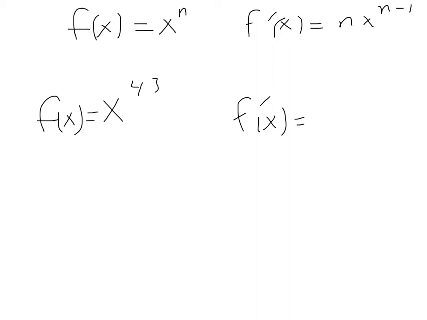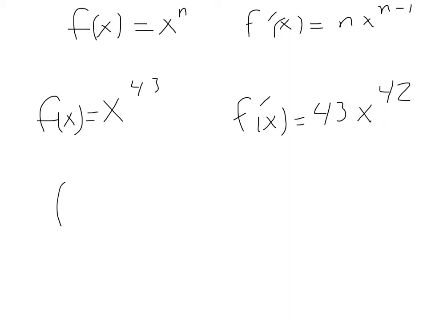So let's say you have f of x equals x to the 43rd power. You can do any power of x. With x to the 43rd power, all you do is take this 43, write it out in front, and then x is to the power of 43 minus 1, otherwise known as 42. So notice, you can do any power equation. You can even do negative exponents.